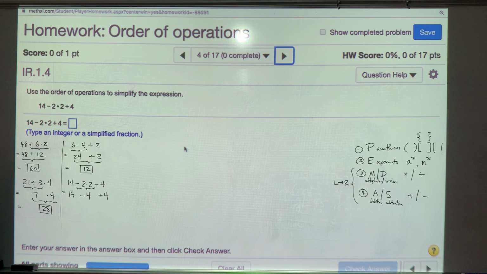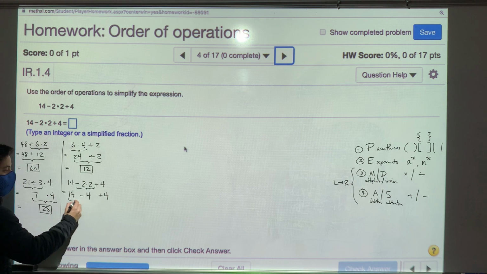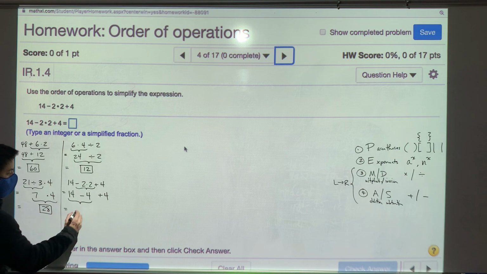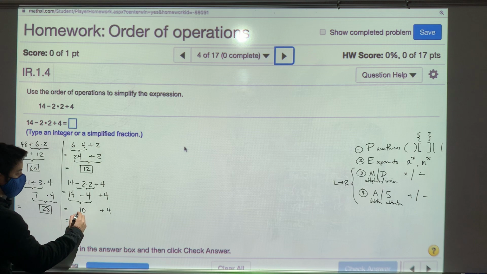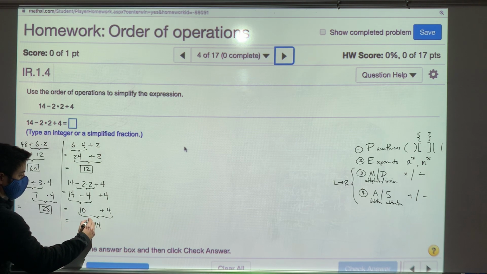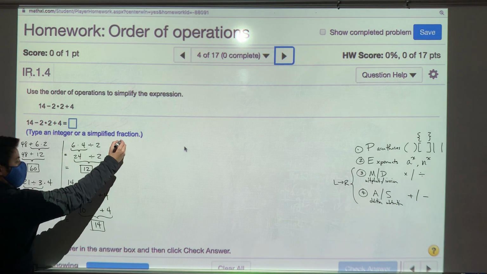Yeah, it did. Great. So now, we're not going to add these two, we're going to subtract first, because left to right addition subtraction. So 14 minus 4 is 10, and then I'll bring down this plus 4, leaving me with one final step, 10 plus 4, 14. Any questions about that problem?